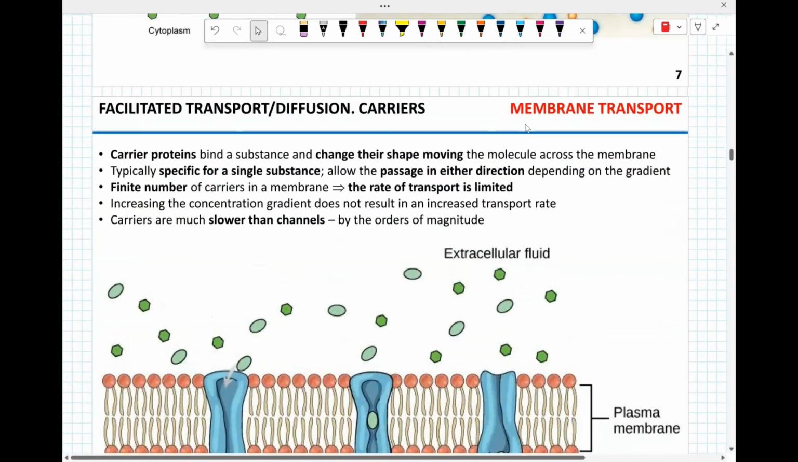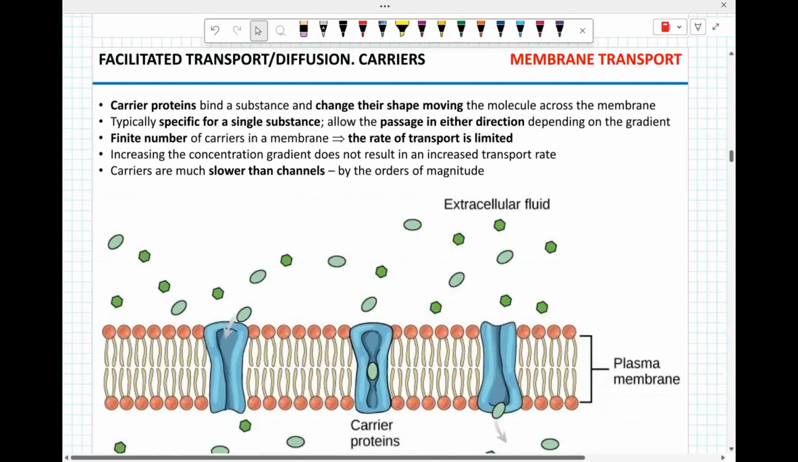The second type of transmembrane proteins that can facilitate the transport of substances across the membrane are carrier proteins. Carrier proteins bind the substance, you can see it right here, and then alter their own shape, which allows them to move the molecule across the membrane. Carriers are usually specific for a particular substance, and just like channels, they allow the passage of the substances across the membrane in either direction.